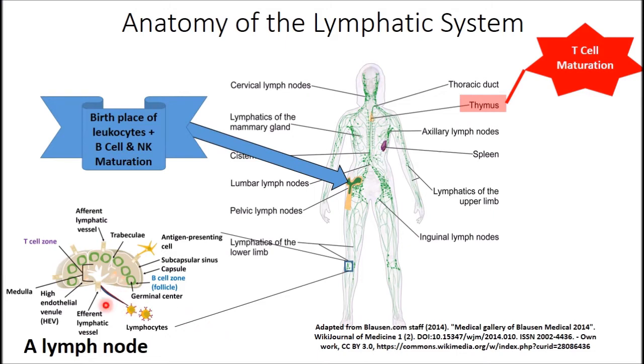This is the structure of a lymph node. I don't care too much about it. I would just like you to know that the T cell zone is within the middle of this lymph node, and the B cell zone is within this follicle here. There are different immune cells that co-localize with the different T and B cells to then exact a specific immune response.